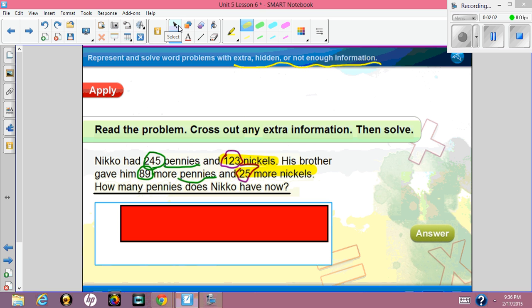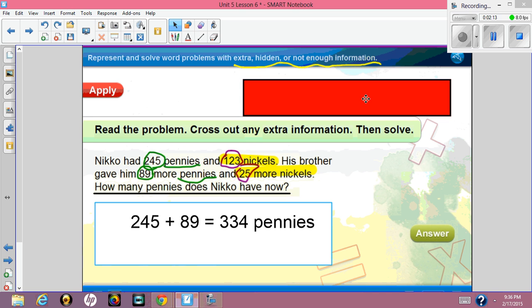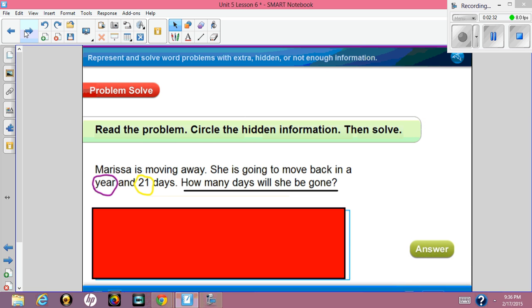If he began with 245 pennies and his brother gave him 89 more pennies, we're going to need to add 89 to 245. If we add 245 plus 89, we should have 334 pennies. Let's see if our answer is correct. Very good. Notice how there was information in here that we just didn't need to know. Let's look at another one.